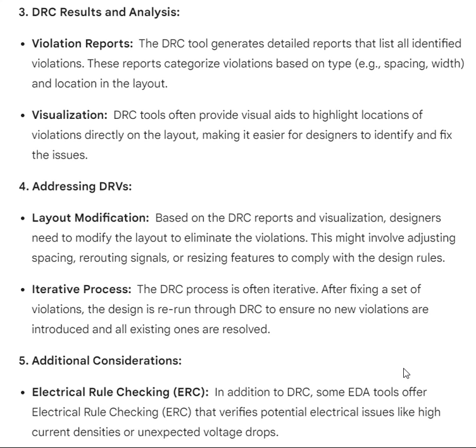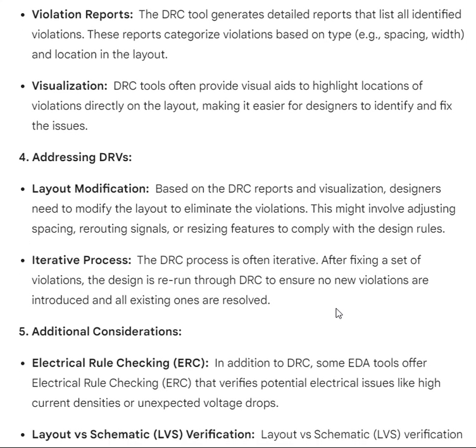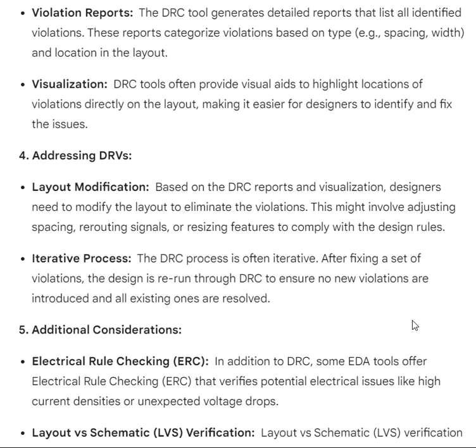4. Addressing DRVs. Layout modification: based on the DRC reports and visualization, designers need to modify the layout to eliminate the violations. This might involve adjusting spacing, rerouting signals, or resizing features to comply with the design rules. Iterative process: the DRC process is often iterative. After fixing a set of violations, the design is rerun through DRC to ensure no new violations are introduced and all existing ones are resolved.